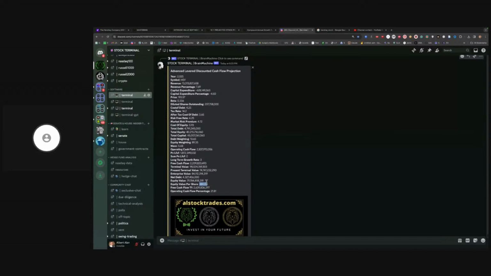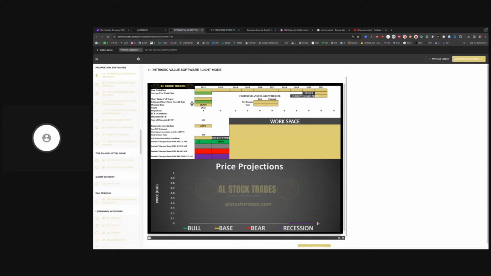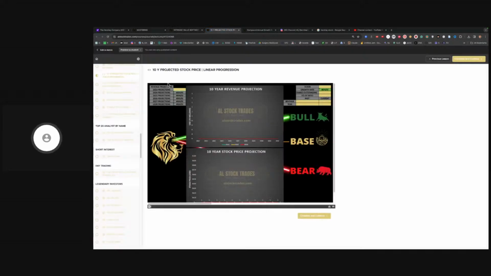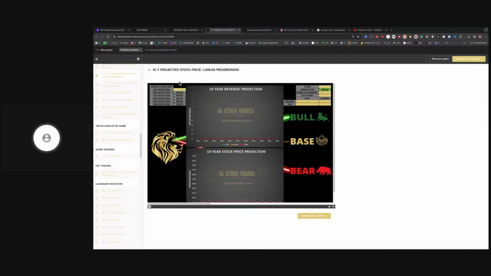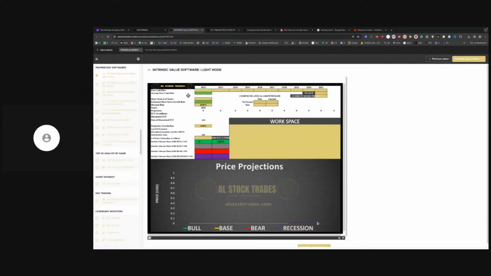But let's say right now you want to do an intrinsic value calculation that's manual, or a 10-year projected stock price linear progression utilizing the data. Now, if I didn't give lifetime access to the stock terminal, it would be very difficult for you to fill in these boxes. Yet again, fill in the boxes here.